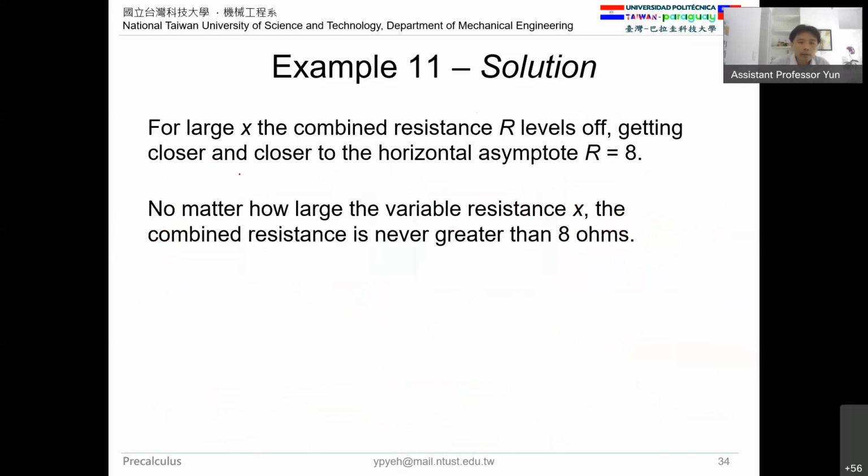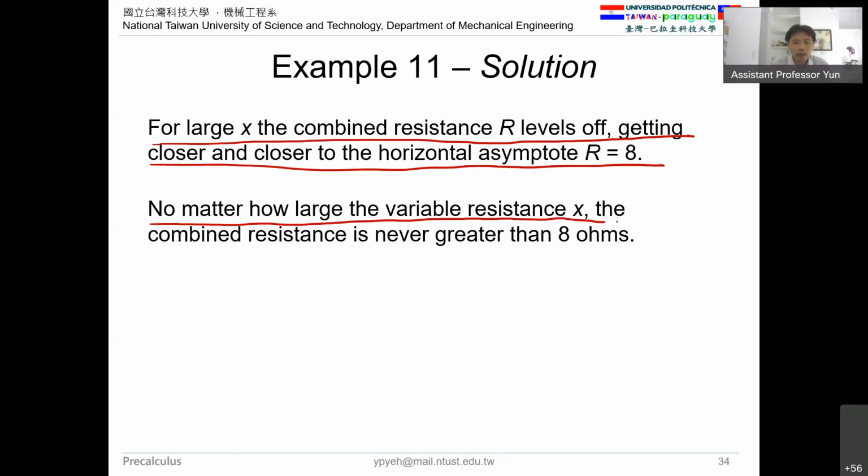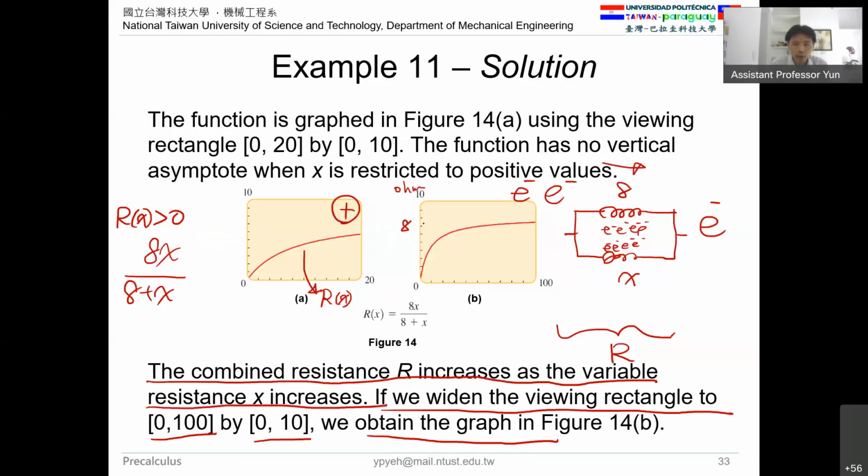So for the translation from the graph as shown, for larger x, the combined resistance R gets closer and closer to the horizontal asymptote of R equal to a. No matter how large the variable resistance x is, the combined resistance is never greater than 8 ohms here. So from this graph, we can see the trend of these electronic devices with this combined resistance. Okay.